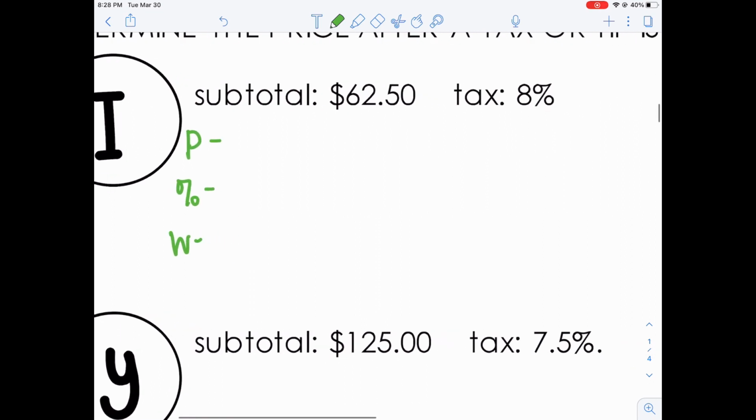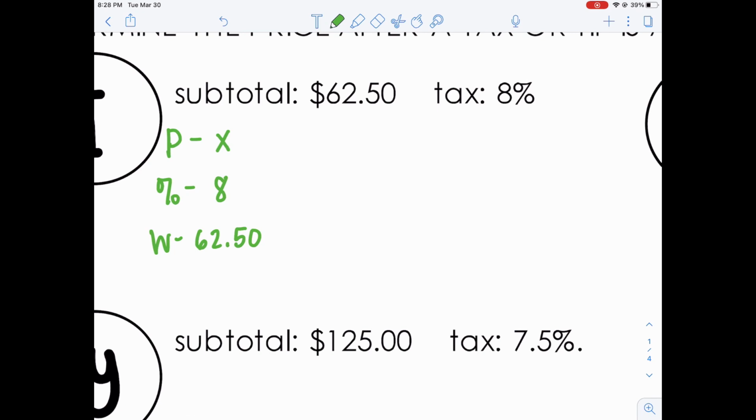The subtotal is still the whole, so $62.50 is still the whole. The percent is 8, and the part is X. Plugging it into my percent proportion, I get X over $62.50 equals 8 over 100.